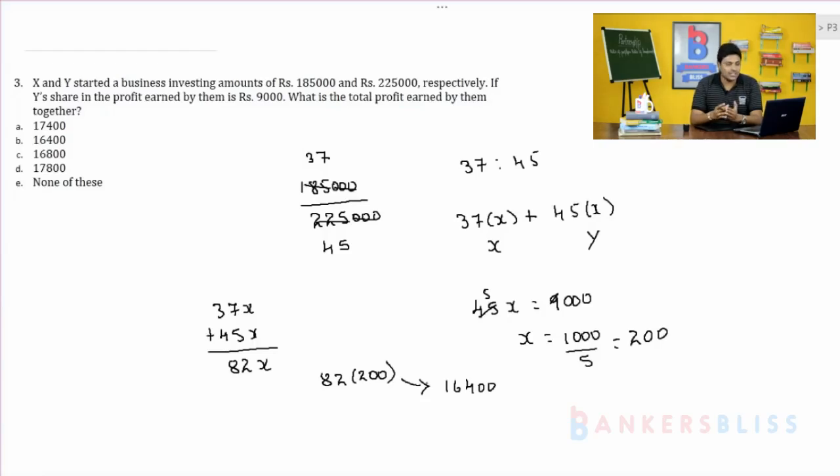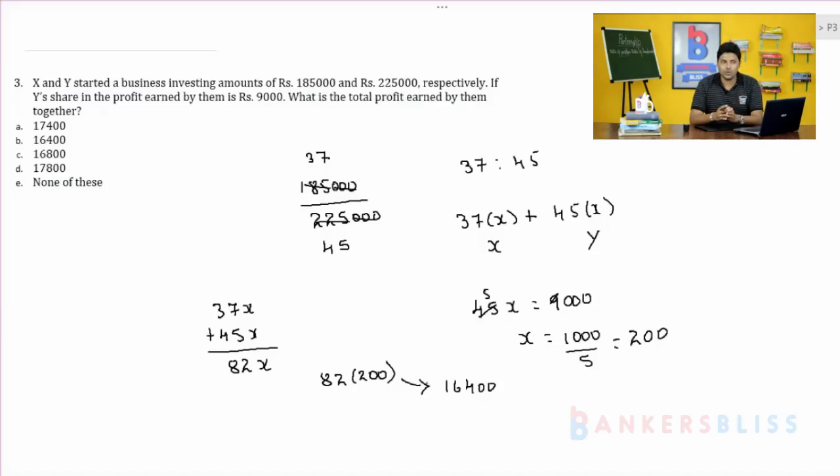Very simple. They have given the value of Y, so 45x belongs to Y. You calculate the value of x, which is 200. So, 37x plus 45x will be the total profit earned by them. So, 82x, 82 into 200, which is equal to 16,400. Option B is the right answer for problem number 3.